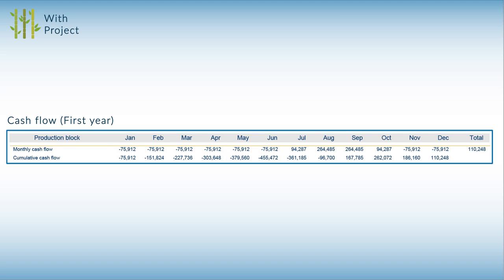Keep in mind that the amount needed for a working capital loan is estimated by selecting the largest negative number on the accumulated cash flow row for year 1. In this example, it is 455,472 Tanzanian shillings. The length of the working capital loan is estimated by selecting the last month with a negative accumulated cash flow, plus an additional 2 months to provide a margin for error. In our example, the last negative accumulated cash flow occurs in the 8th month, and thus the loan duration would be 10 months.